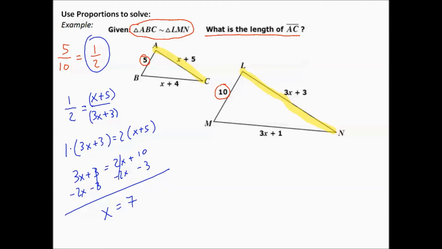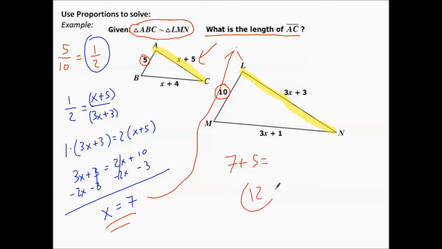Be sure to look back at the problem. It didn't ask you what does x equal. We want to know the length of AC. Well, we now have x. Let's plug it in. If x equals 7, 7 plus 5 gives you 12. And that is the length of AC.